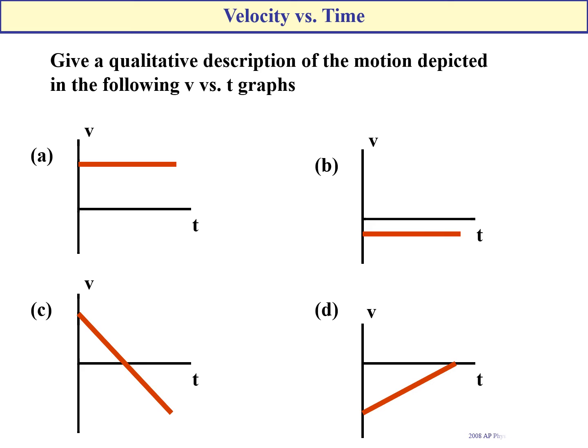Then the next example, we start with a negative velocity, but we have a positive acceleration because we've got a positive slope. So that means we're actually going to be slowing down. You can see that the velocity is getting closer and closer and actually hits 0 at this point.